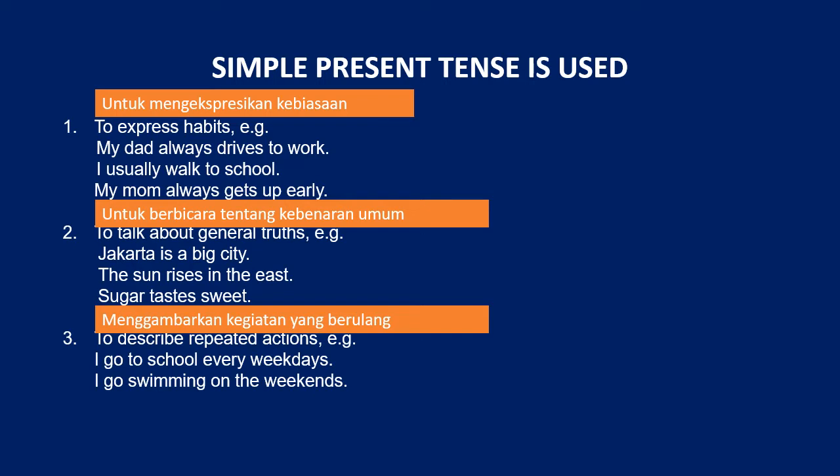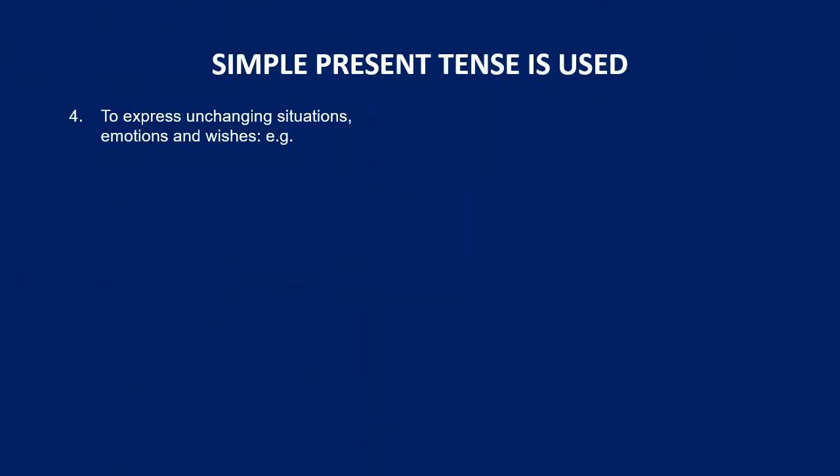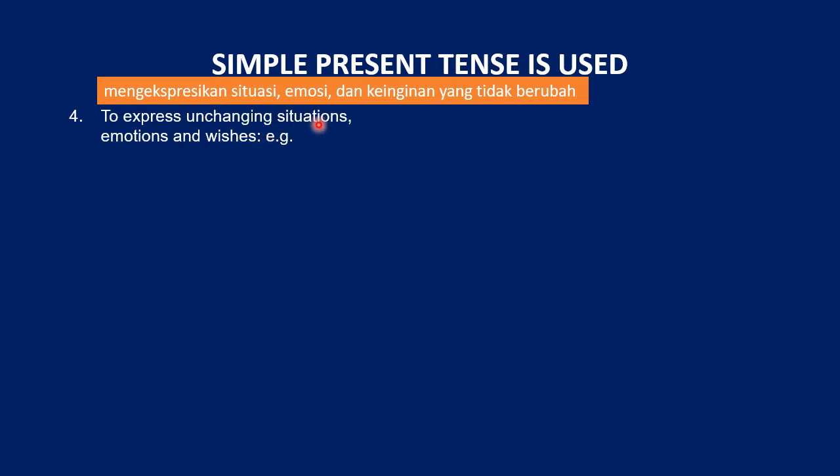Let's go to the next usage of simple present tense, that is to express unchanging situations, emotions, and wishes, or menggambarkan situasi yang tidak berubah atau emosi dan keinginan yang tidak berubah. Examples: I work for a doctor, or my job is a doctor. It means this is not a changing situation. This is an unchanging situation. I'm a doctor. It doesn't change. Yeah, it might change, but not in the recent time, of course.